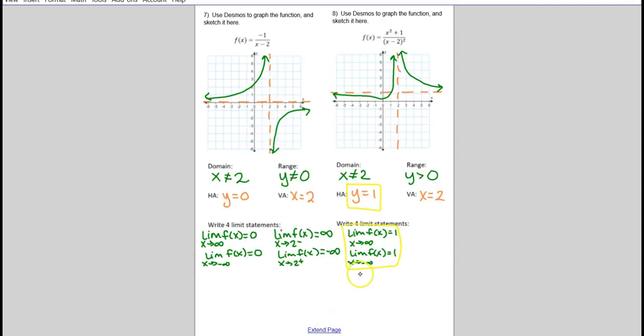And then let's also write the limit of f of x as x approaches 2 from the left, since that's where our vertical asymptote is, and the limit of f of x as x approaches 2 from the right. And to the left of the vertical asymptote, it's going up toward infinity, and to the right, it's going up toward infinity.